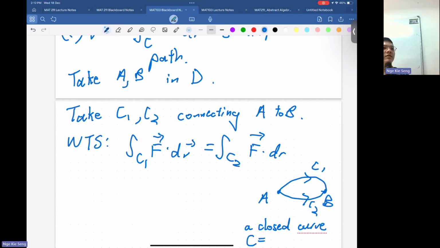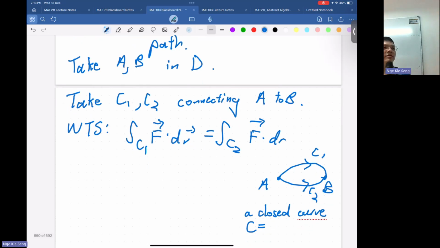Can you build a closed curve here out of these two paths? C1 union minus C2. Okay, you change the orientation. Or you want to take C2 union minus C1, also can. Okay, both can. So what do you know?